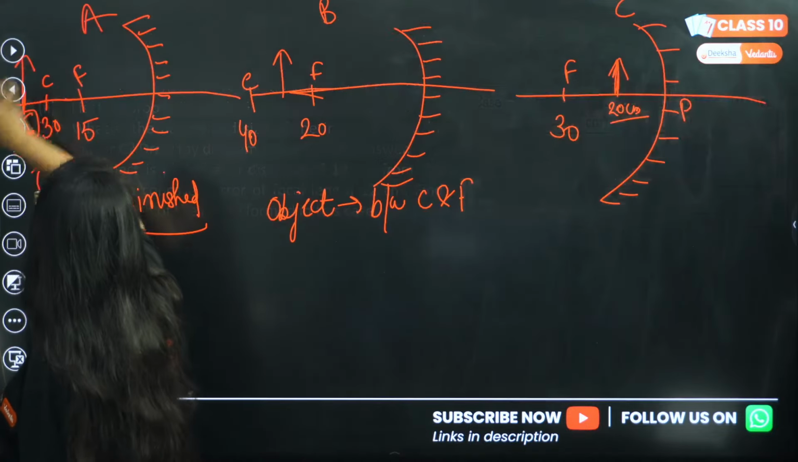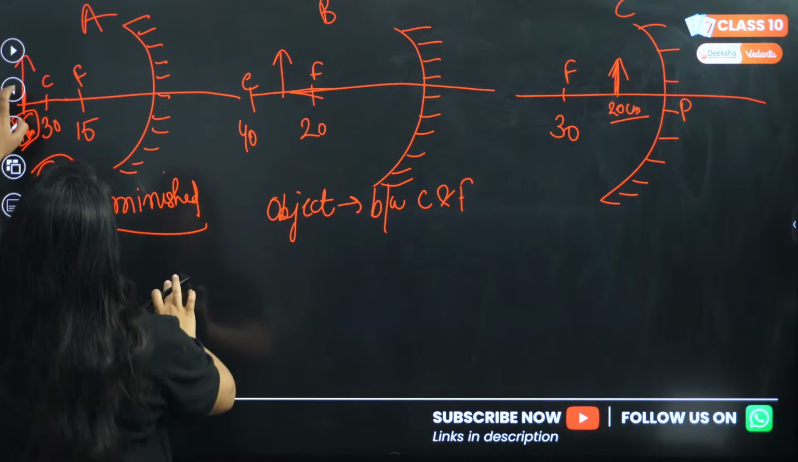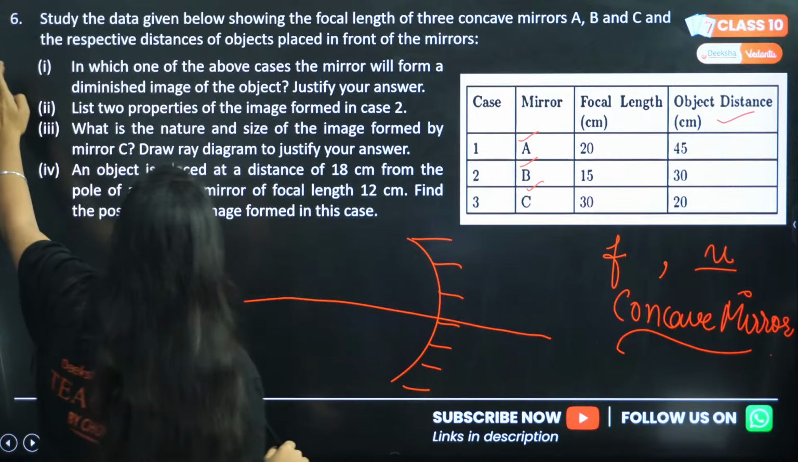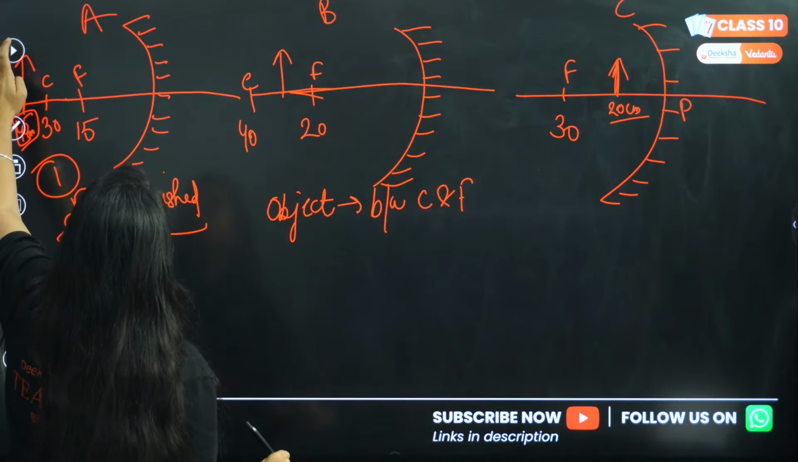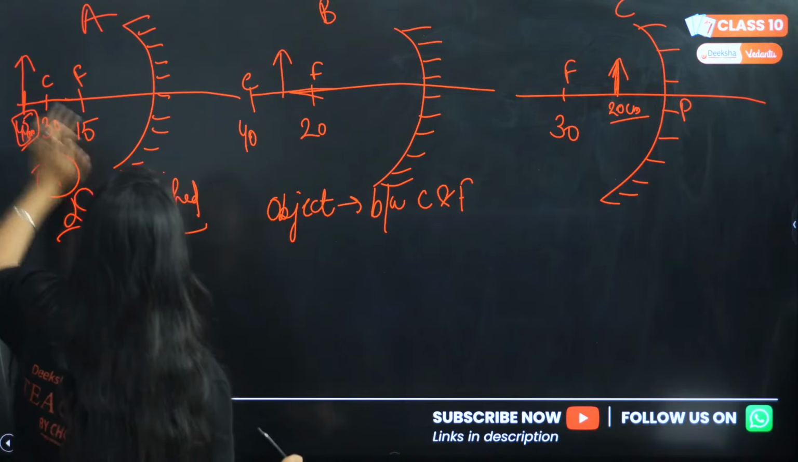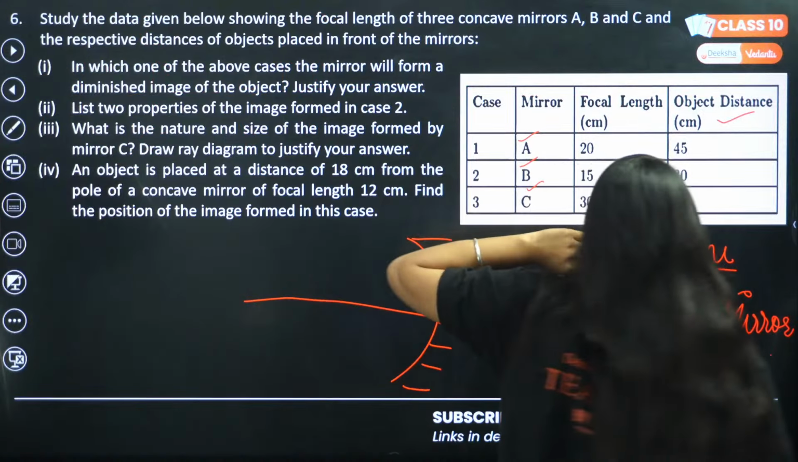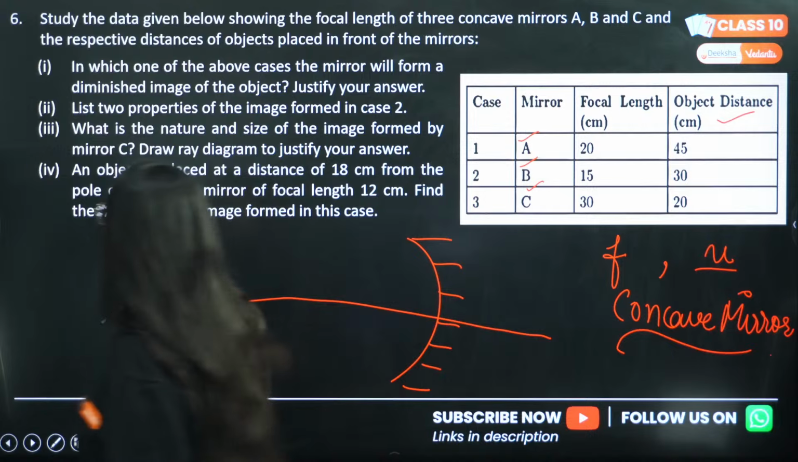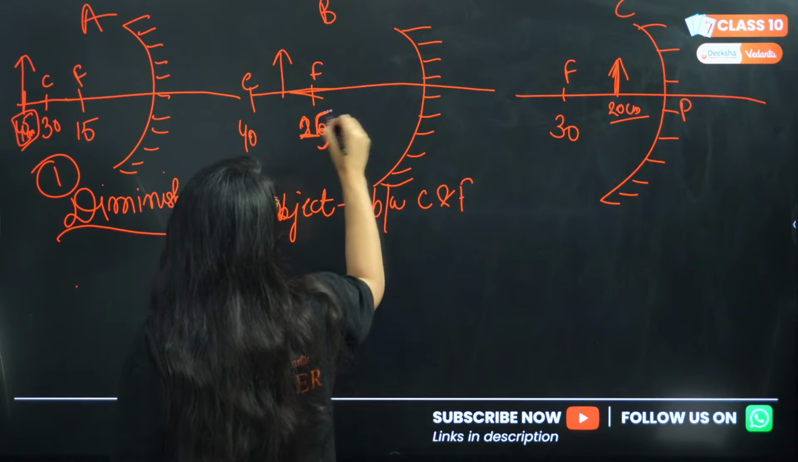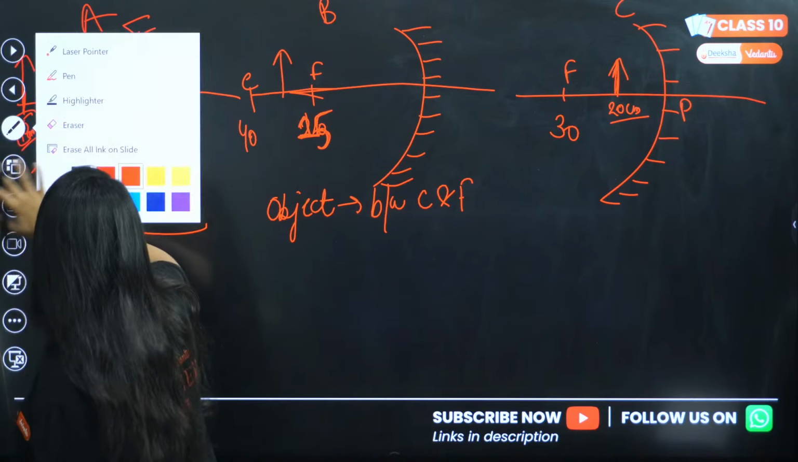Wait a minute. The second case we have 20, 45. I think I just replaced the mirrors. Okay, first one has 20 focal length and second one has 15. This has 15. Okay, my bad. Let me correct this. Just a second.